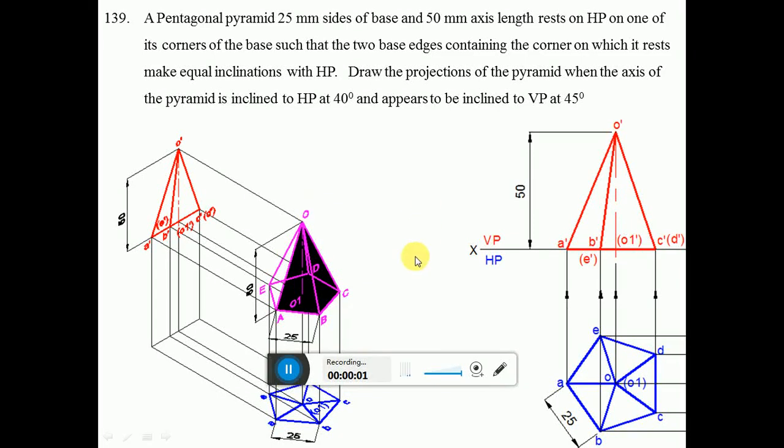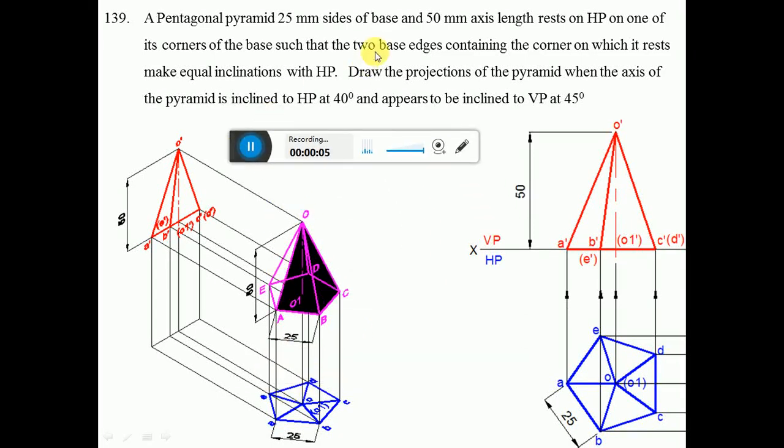So a pentagonal pyramid of 25 mm sides of base and 50 mm axis length rests on HP on one of its corners of the base such that the two base edges containing the corner on which it rests make equal inclinations with HP. Draw the projections of the pyramid, and the axis of the pyramid is inclined to HP at 40 degrees and appears to be inclined to VP at 45 degrees. So this is the problem which is given to you.